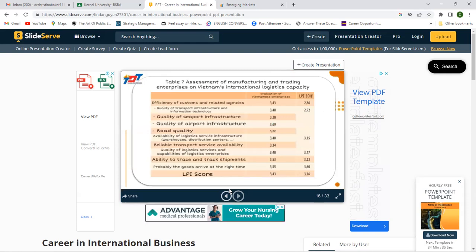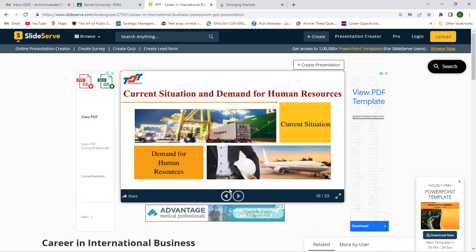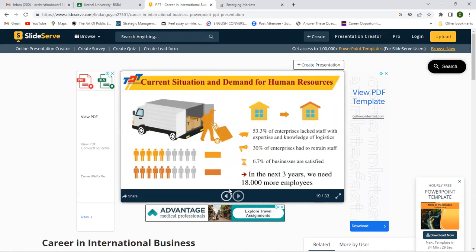Assets and manufacturing trading. Current situation, demand. In the next 3 years, we need about 8,000 employees.